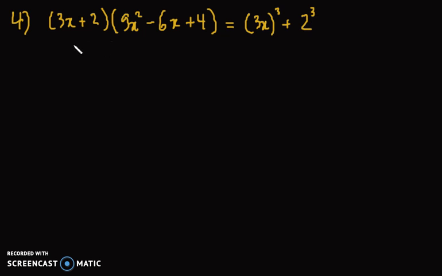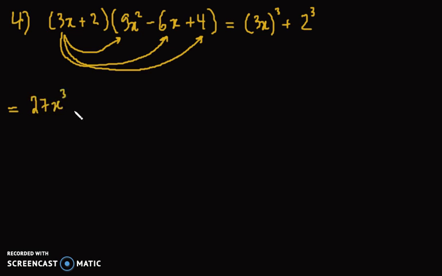Now, if you don't remember the formula, don't worry, you start the same. Okay, you treat it as a multiplication of polynomials, and it's exactly that situation. So you would have 3x times 9x squared would be 27x cubed minus 18x squared plus 12x plus 18x squared minus 12x plus 8.